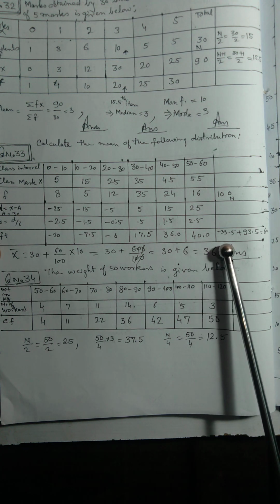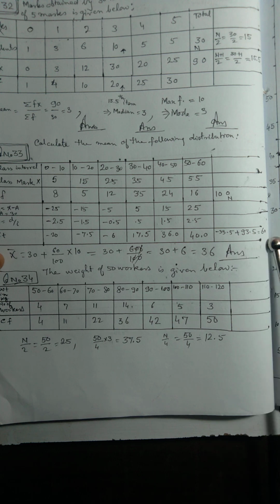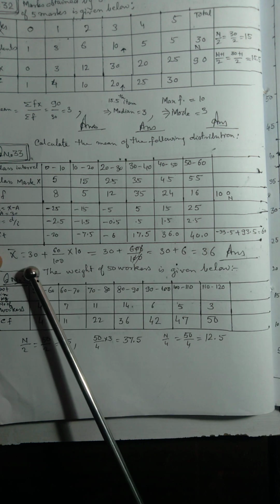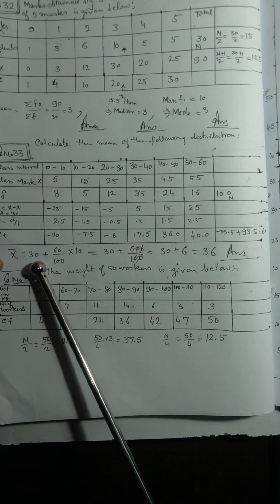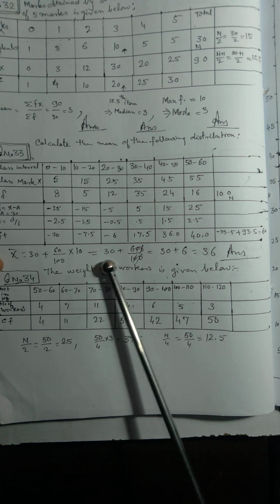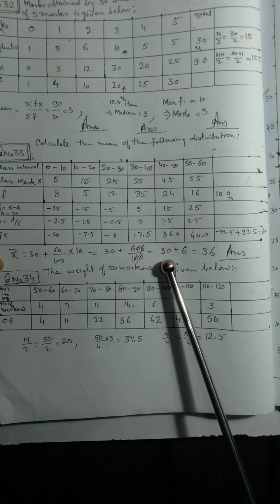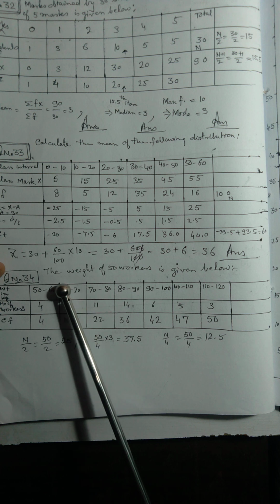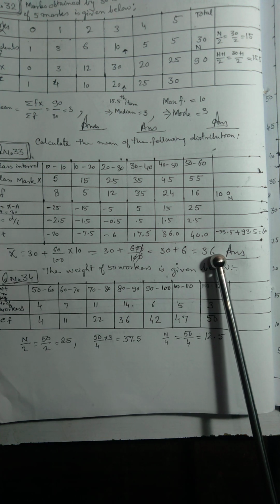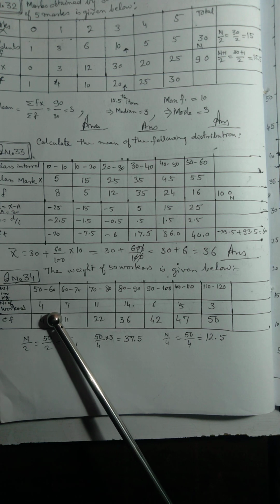Now after summing up, minus 33.5 plus 93.5, after solving it you will get 60. So the mean is equal to the assumed mean, 30, plus 60 divided by 100 into 10, that is 30 plus 600 divided by 100, that is 30 plus 6, that is 36. Here we have got the value of the mean, equal to 36, and this will be the answer of question number 33. Now proceed to question number 34.